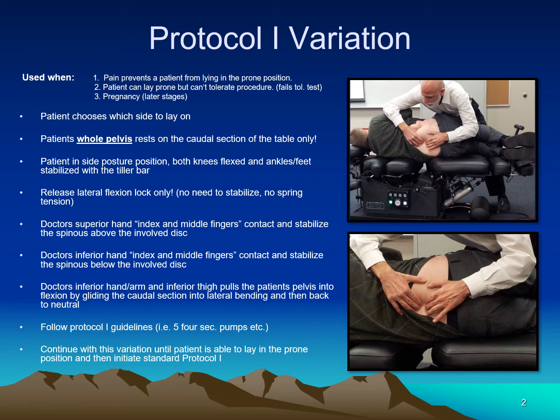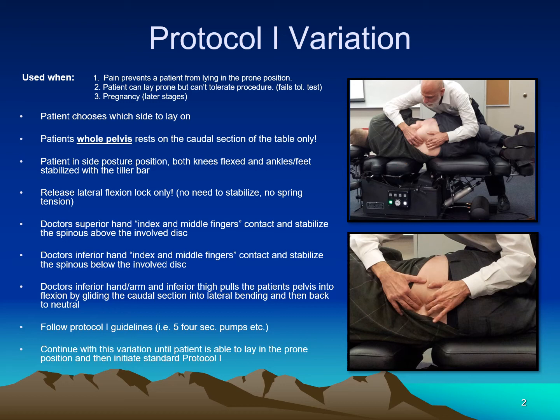Very important in terms of patient positioning. The patient's whole pelvis must be on the caudal section, not any of it on the thoracolumbar section. That puts the lumbosacral area right in the split of the table, and that's where you want the flexion to occur. So whole pelvis on the caudal section only. Let's erase some of this stuff there and there.